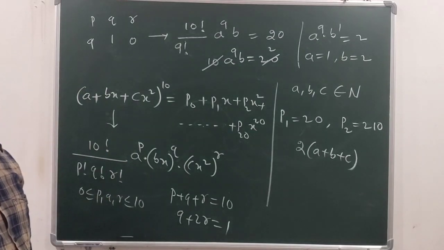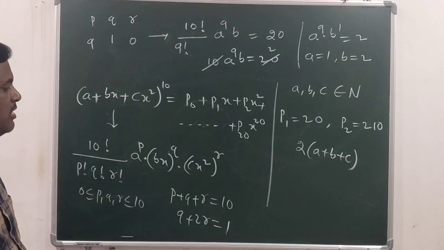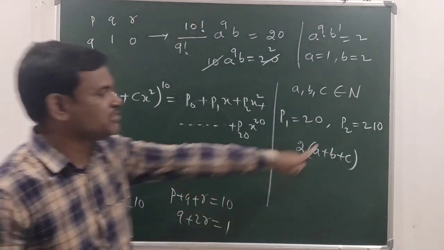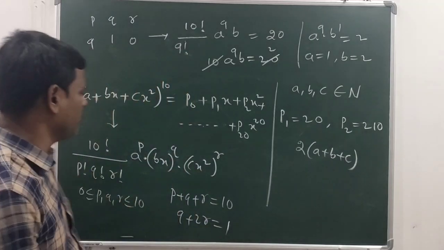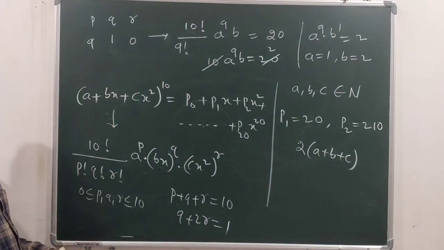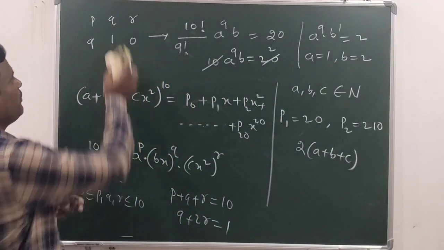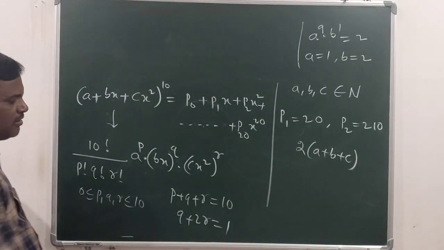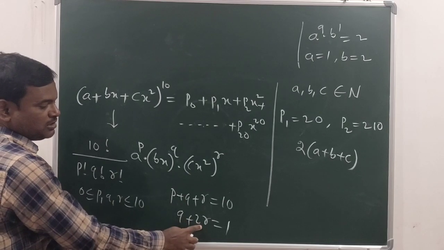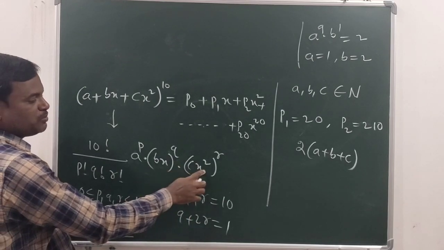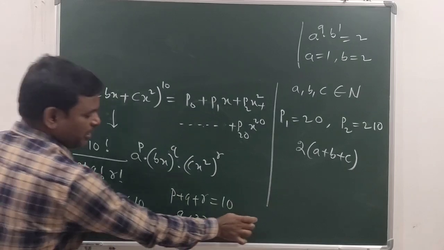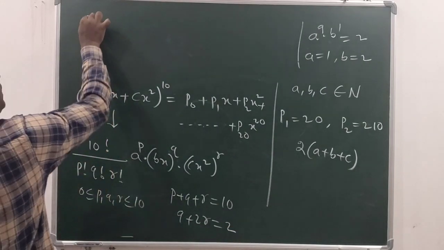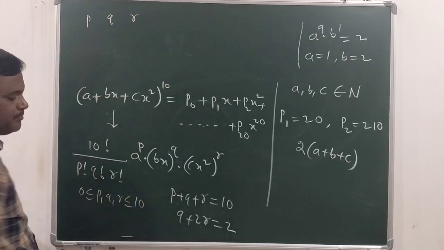Still we have to think for c. How do you get c? By equating the coefficient of x square. Here the coefficient of x square, 210, is given. Now we equate the coefficient of x square. So how do you get the coefficient of x square? Same as the coefficient of x, but here it is x power q, x power 2r. Q plus 2r should be equal to 2. We have to write that. Now write P, Q, R.